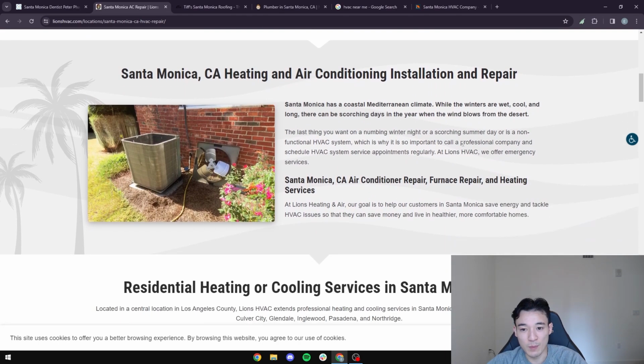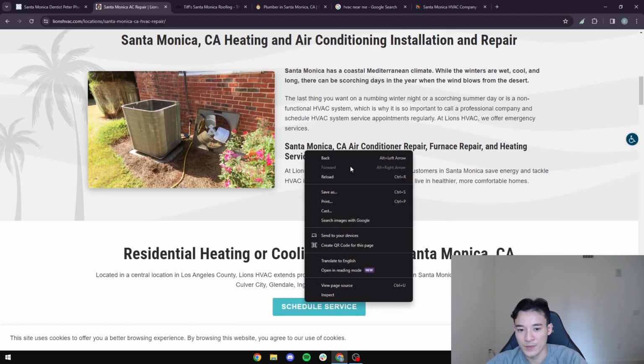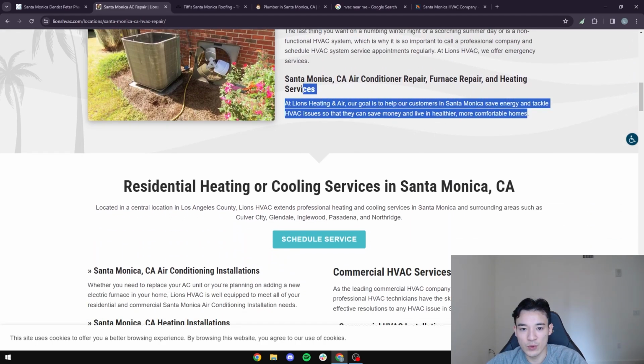One thing I would do is maybe just make your copy a little bit smaller and short, right? If you're talking about the coastal climate here and wind blows, just keep it very simple. I would just make it say like, Santa Monica, whether you have winter nights or scorching summer nights with a non-functional system, it's always best to have a professional company schedule service appointments regularly or yearly, and also providing emergency services when they break down. Very simple, right?